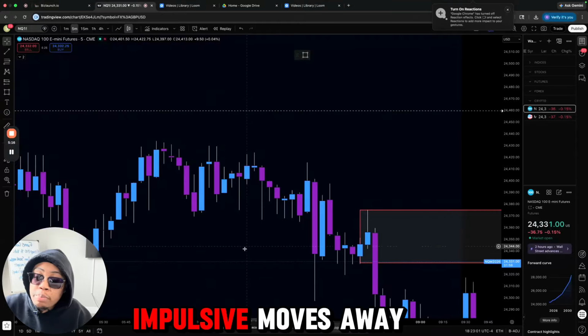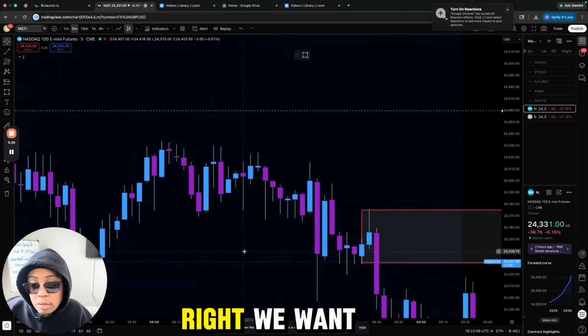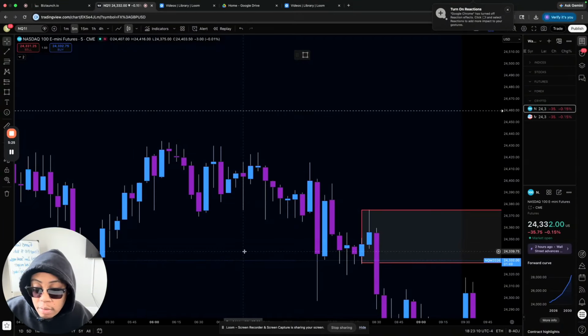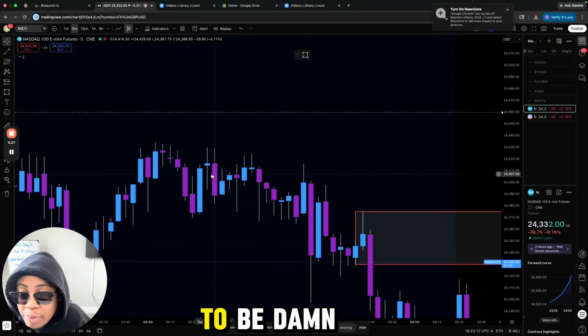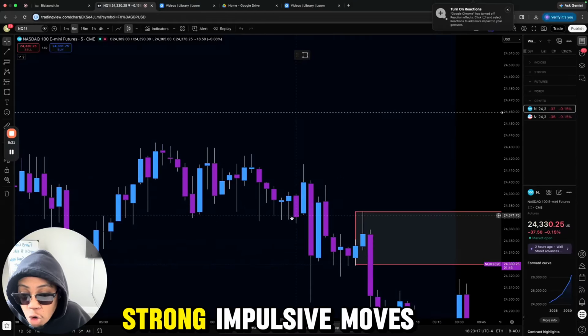We want strong impulsive moves away. Right? We don't want the candles to be damn near identical. All right? Strong impulsive moves.